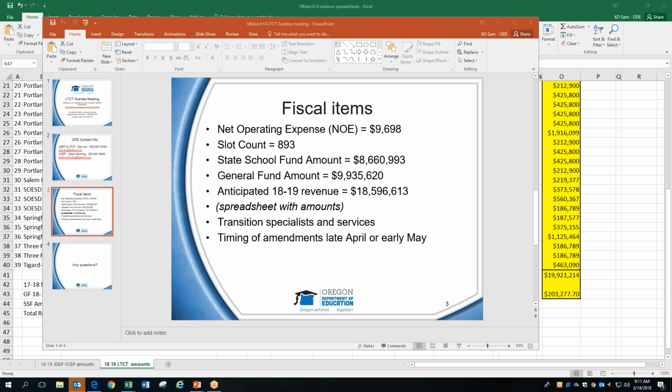Somebody wants to know when the spreadsheet will be emailed. It'll be emailed later today.